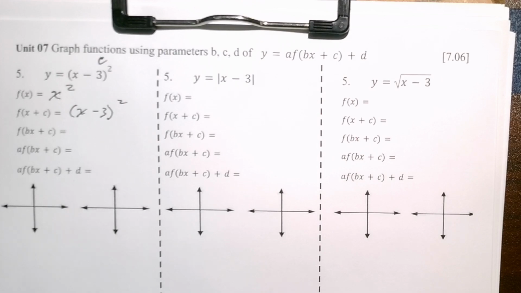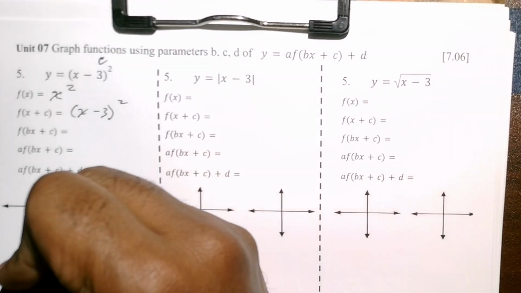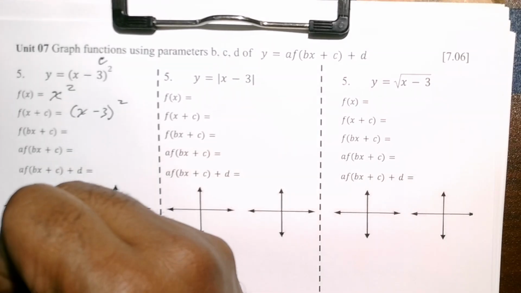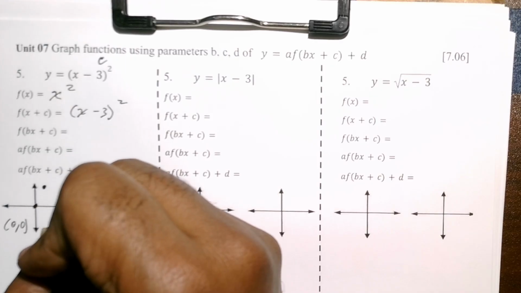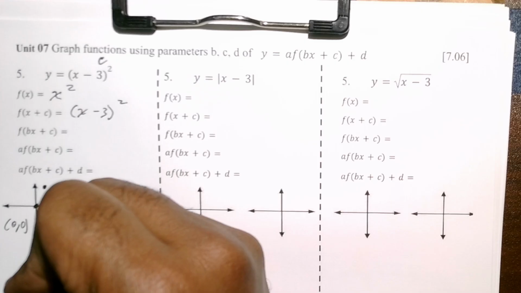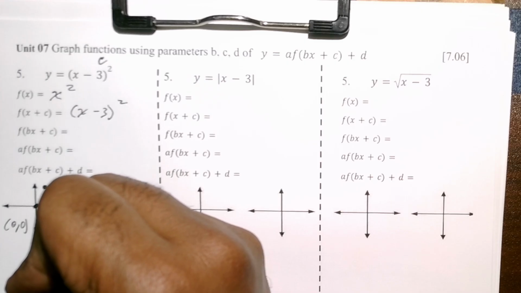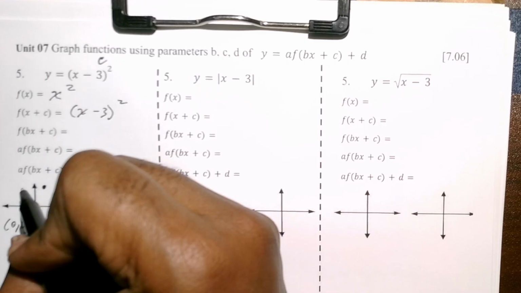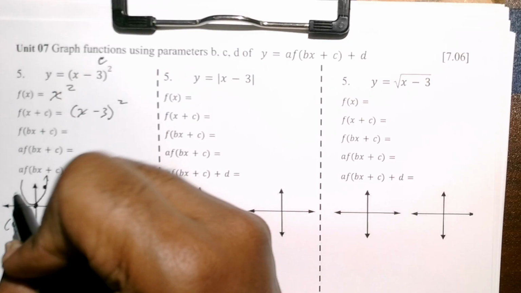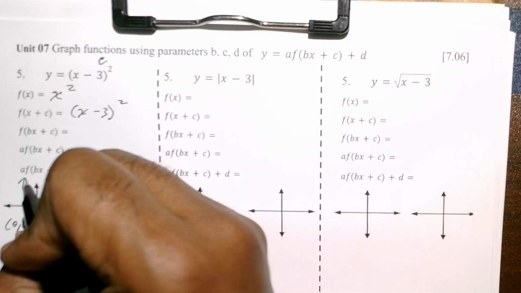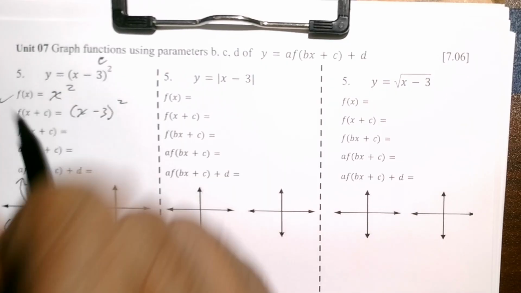So here we'll put our 0, 0. And up here is where we'll put our 2, 4. And then the orientation will be that little U shape. Okay, there we go. Alright, so that's our x squared.